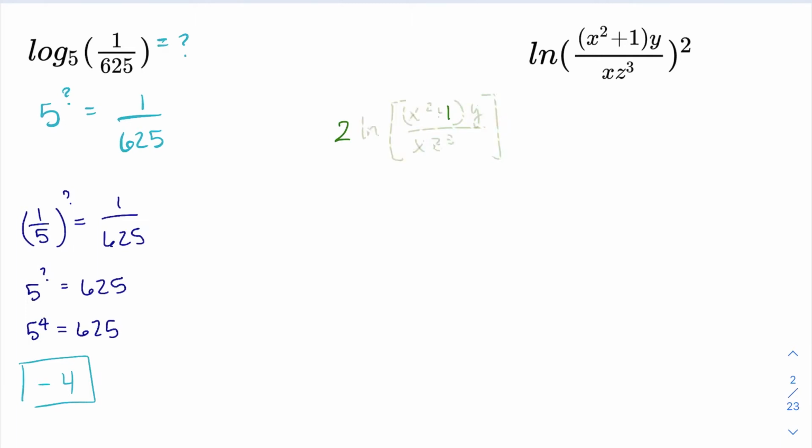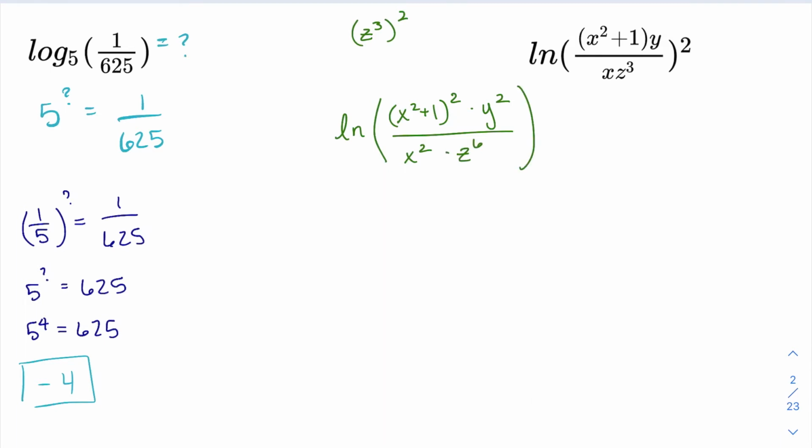But it's really up to you, right? It's your answer. So long as it's right, it's right. But I'm going to distribute that in. So I'm going to have natural log of (x squared plus 1) squared times y squared over x squared, and then z cubed squared, you multiply those, is going to be z to the 6.